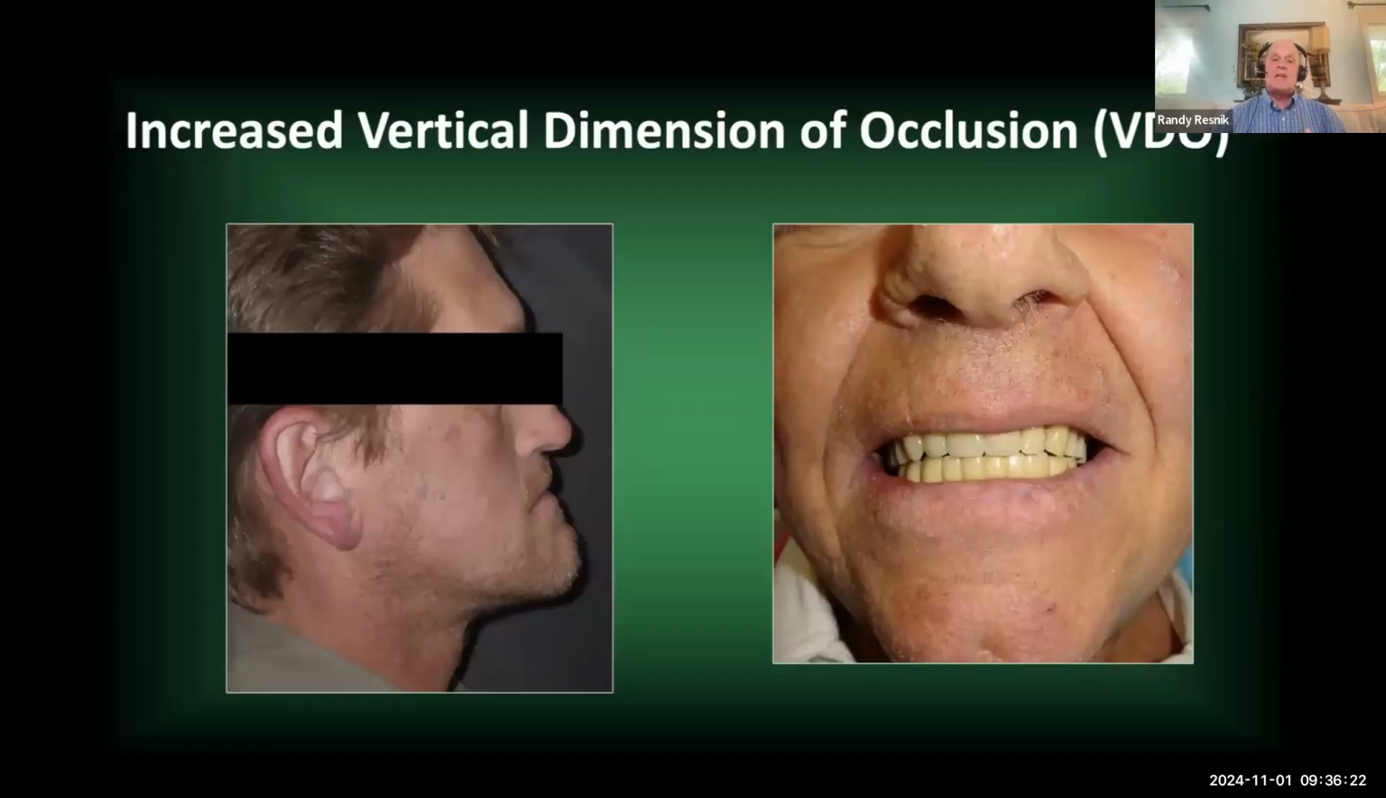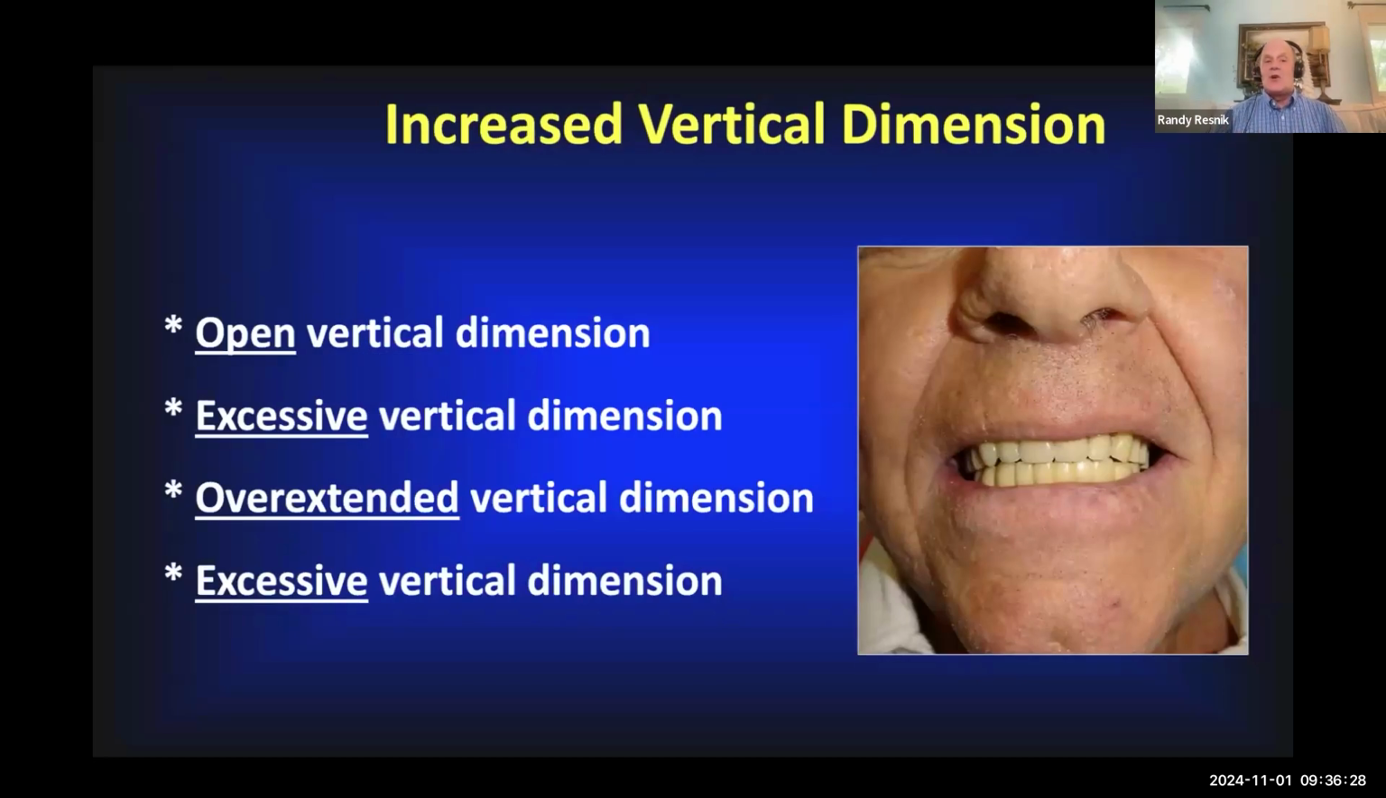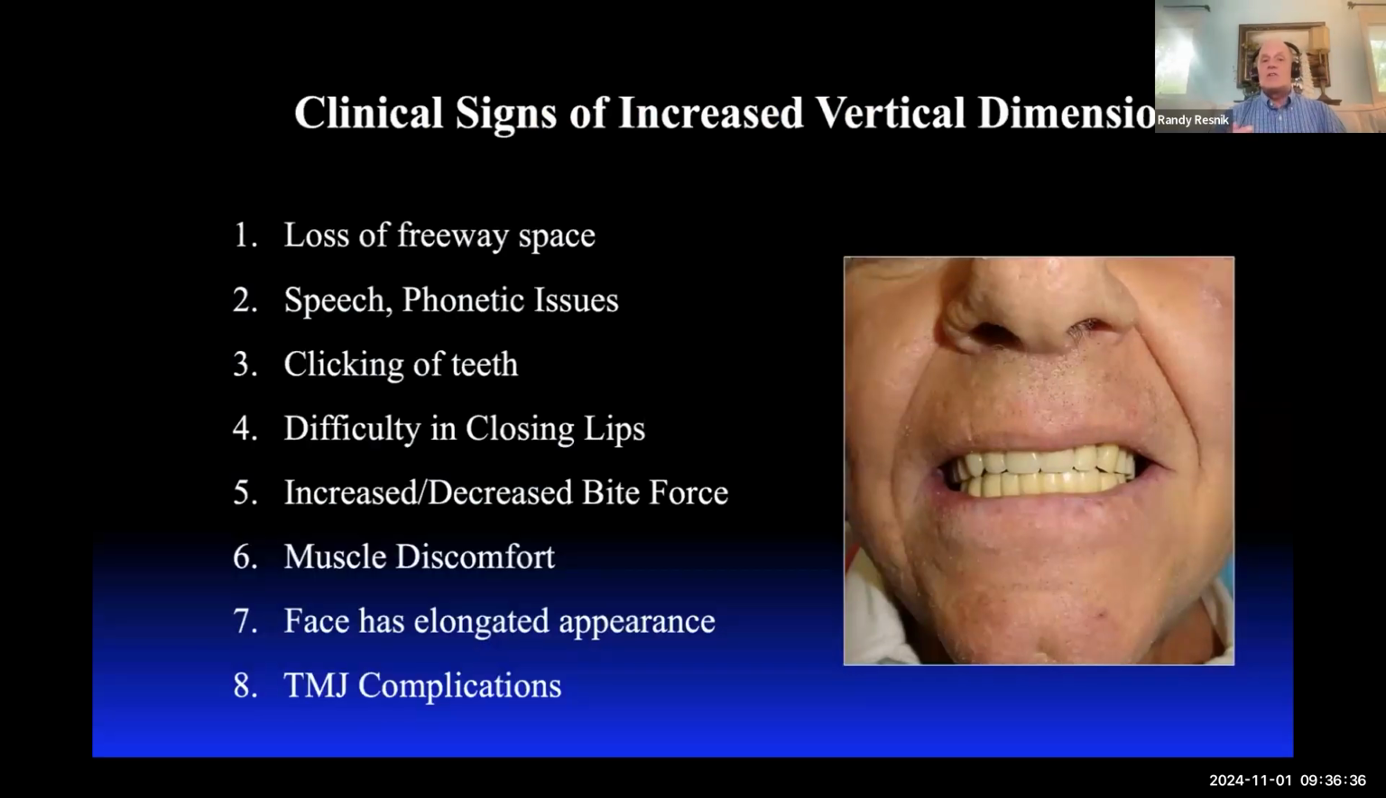How about if the patient is way too open? So they have an increased vertical dimension. Well, some of the other terms used: open vertical dimension, excessive vertical dimension, overextended, or excessive, as I said before. What are some of the clinical signs of this?